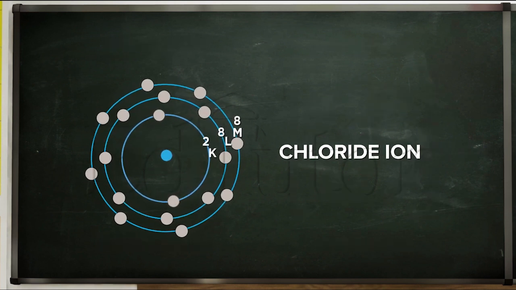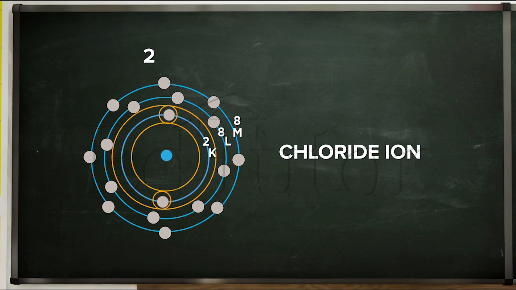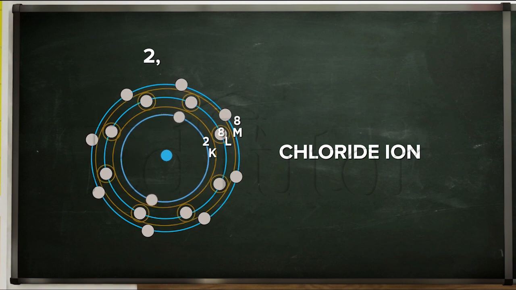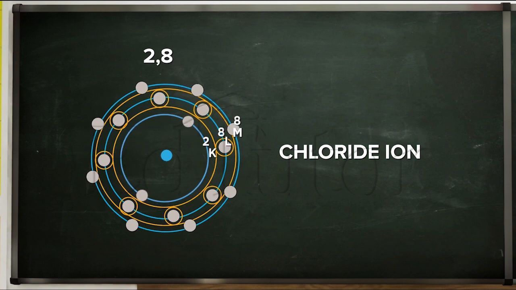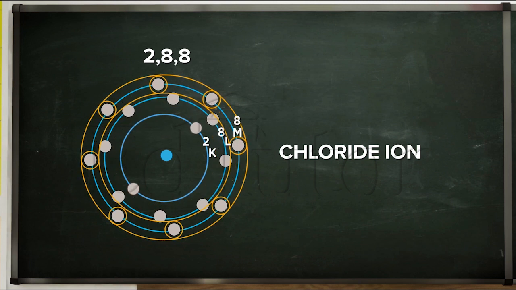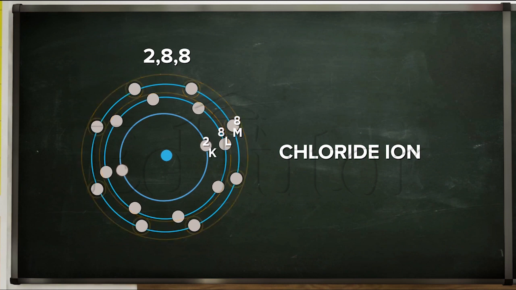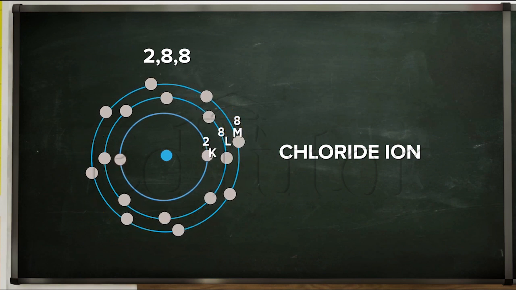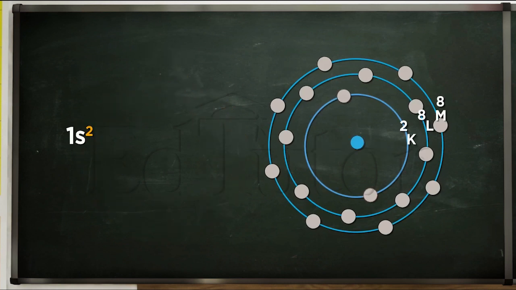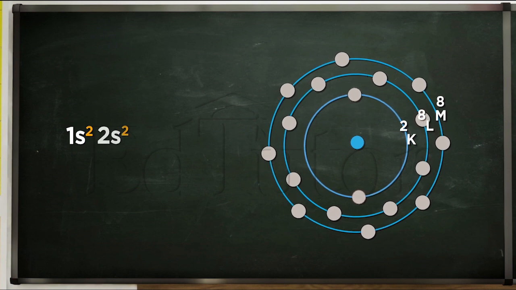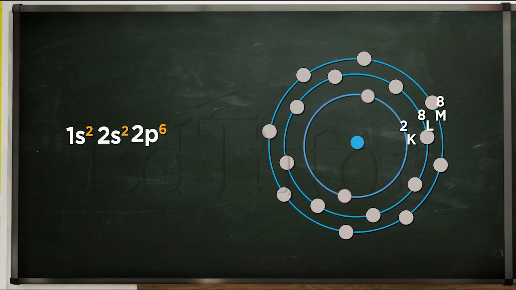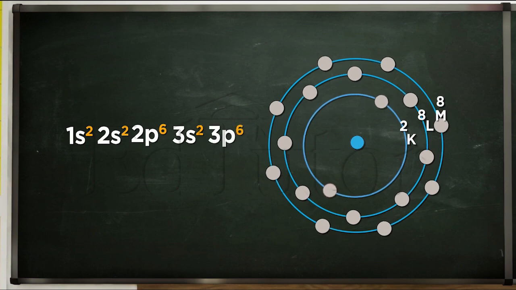For the chloride ion, the K shell will hold 2 electrons. The L shell will hold 8 electrons and the M shell will also hold 8 electrons. For the distribution of the electrons in the subshell, we would get 1s2, 2s2, 2p6, 3s2 and 3p6.